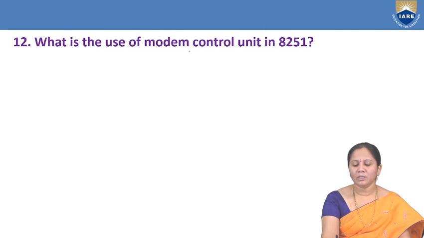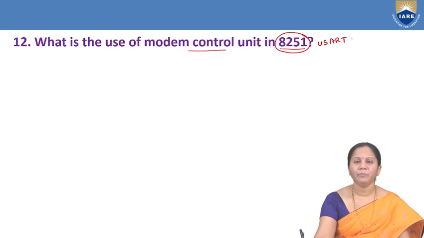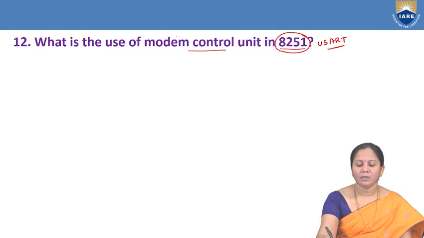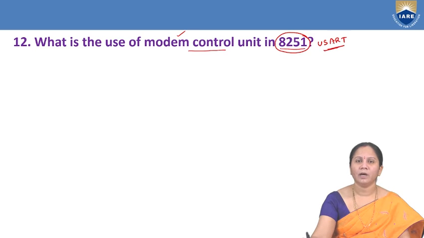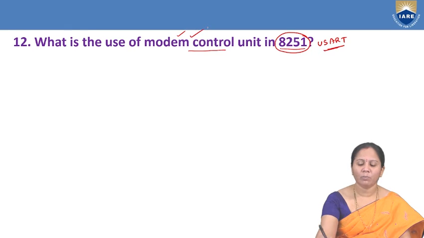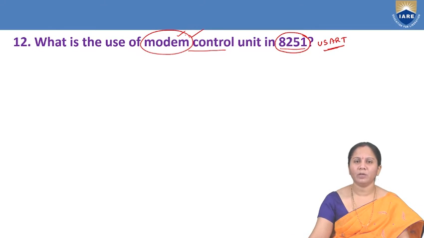Next, what is the use of the modem control unit in 8251? Here 8251 stands for USART, that is Universal Synchronous Asynchronous Receiver Transmitter. They are asking about the modem control unit. We have seen the architecture of the 8251 USART, and one of the units in this architecture is the modem control unit. So what is the main purpose of the modem control unit in the architecture of 8251A?